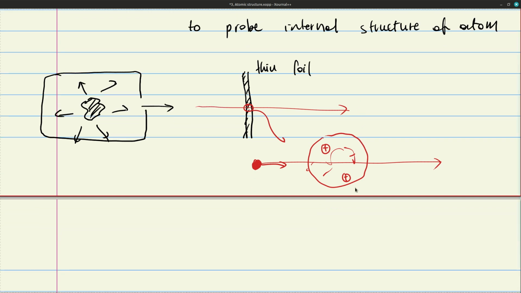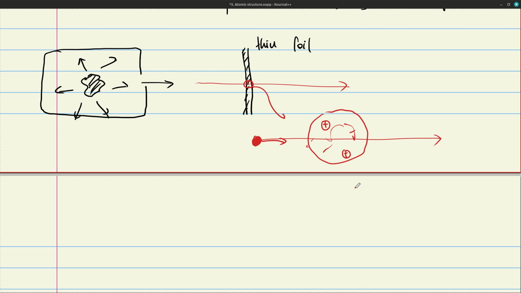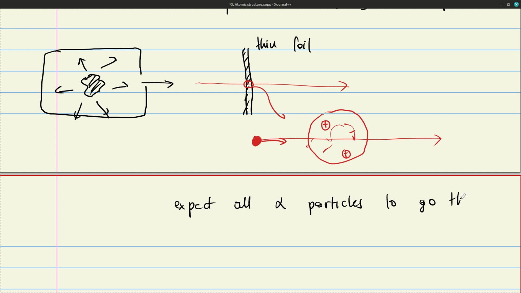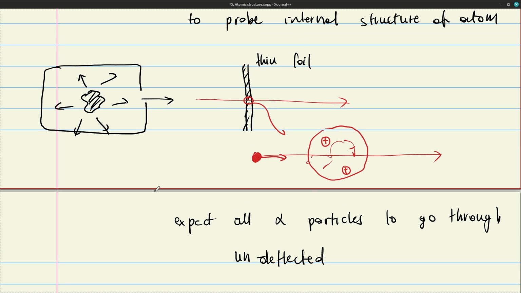So the expectation is to expect all alpha particles to go through undeflected, without any deflection. That was, of course, not the result.